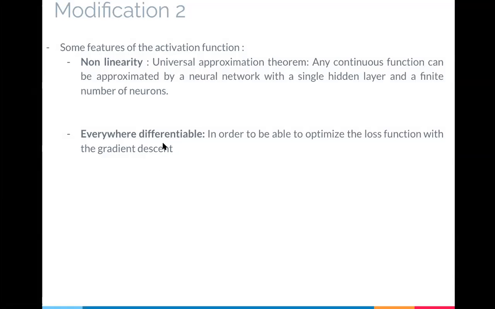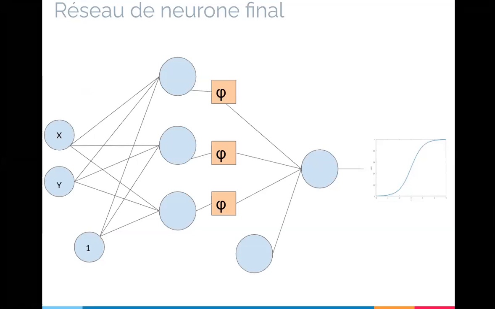And so it's better if it's everywhere differentiable in order to be able to optimize the loss function with gradient descent. This is not exhaustive. I think there are other properties of the activation function. So now we've got all our components to realize our neural networks.